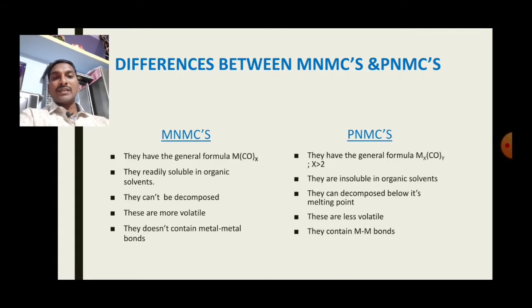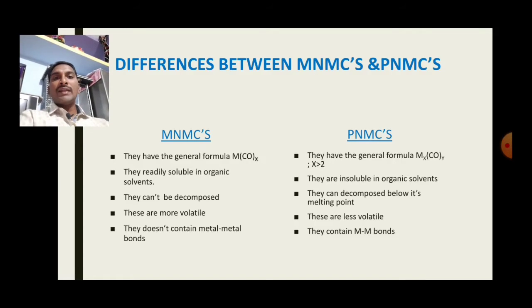The next difference is that the mononuclear metal carbonyls are soluble in organic solvents, while the polynuclear metal carbonyls are insoluble in organic solvents. And mononuclear metal carbonyls cannot be decomposed at ordinary temperatures, while the polynuclear metal carbonyls are decomposed below their melting point.